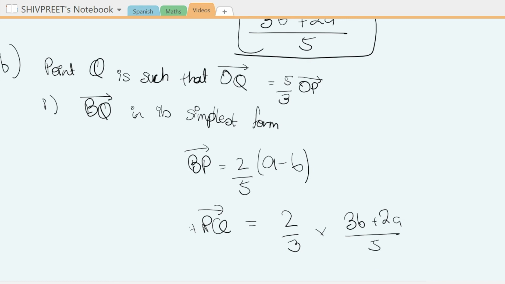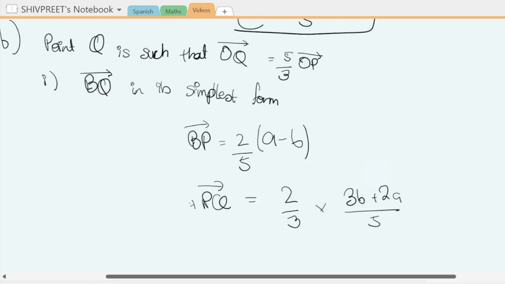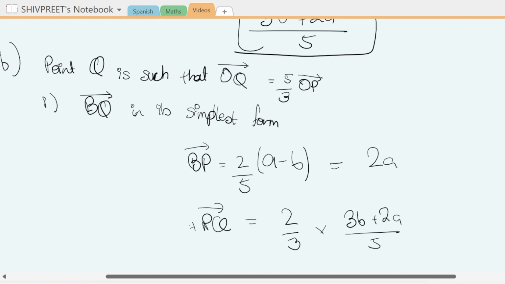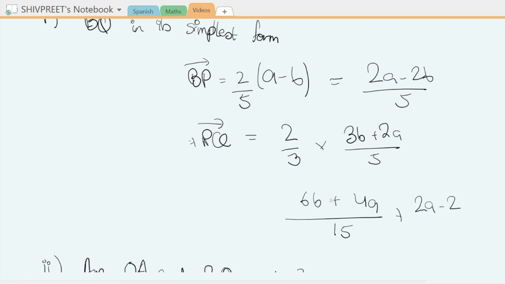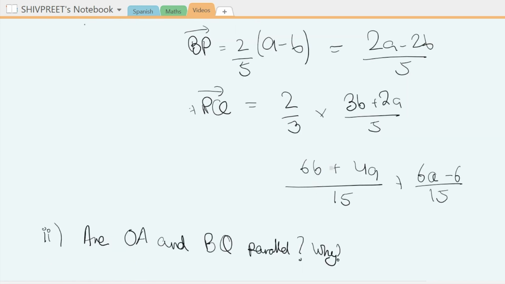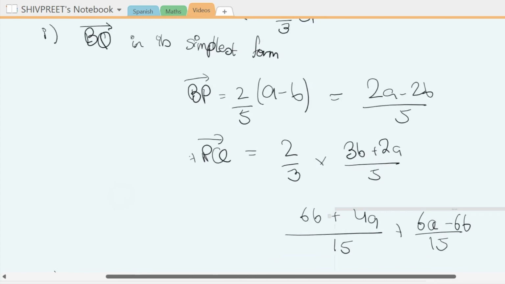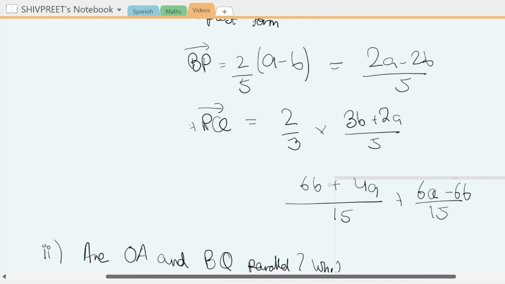So now all we need to do is expand this bracket. This will be (2A minus 2B) by 5. This will be (6B plus 4A) by 15. We need to add these two. 6B minus 6B means 0B, plus 4A plus 6A. So that is 10A by 15, which is equal to 2/3 A.